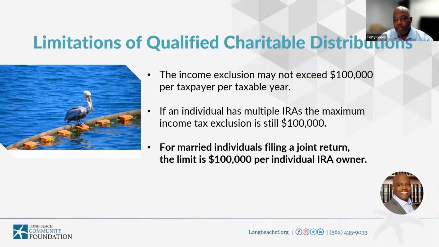my wife's qualified charitable distribution would still be limited to $75,000 because the exclusion is $100,000 per individual IRA owner. As a married filing joint couple, you don't get to double up the exclusion and take $200,000 for both individuals. It's a specific $100,000 amount per IRA owner.